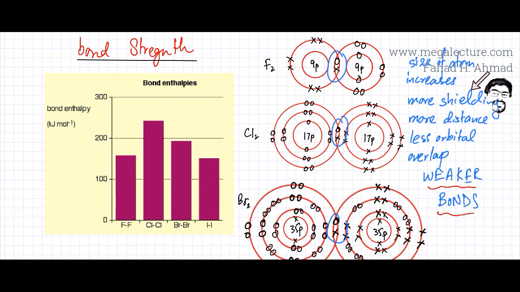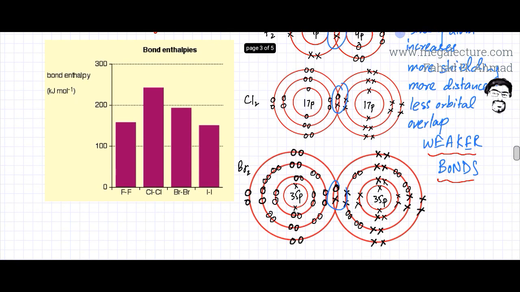The size of the atom increases. You have more shielding, more distance, and there's less orbital overlap. So the nuclei of the 2 atoms would not be attracting these electrons very strongly. In the case of bromine, this is going to be even worse. The protons are even more shielded by these electrons. So these protons over here would not be very strongly attracted to the shared electrons because of the greater distance and because of the lots of electrons that are shielding the nucleus. So these electrons would be even less attracted to the nucleus. So orbital overlap is going to decrease, and the bonds are going to become weaker, which is shown over here as well.